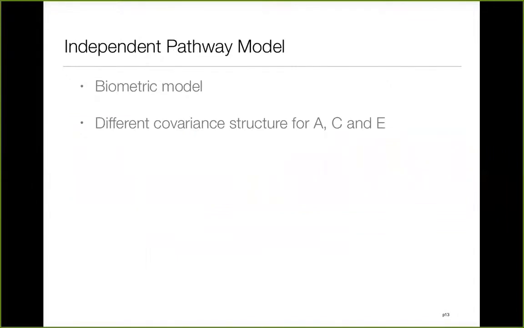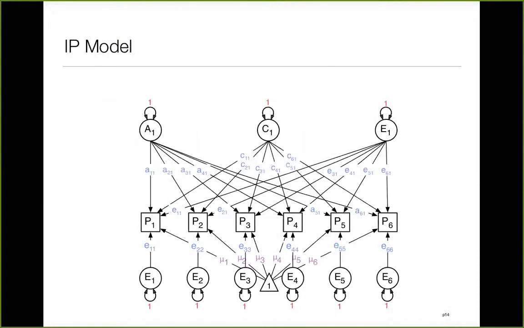The model that we have just described is known as the independent pathway model. It is sometimes referred to as a biometric factor model. It allows for different covariance structures for common A, C, and E variants. We have so far examined merely the simplest case of the independent pathway model. This slide depicts one possible form of the independent pathway model for 6 phenotypes.